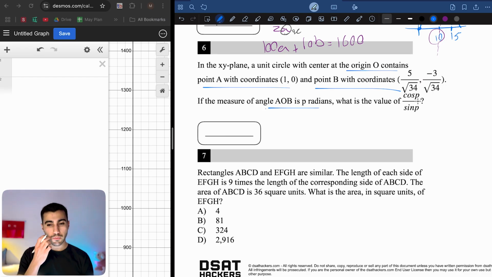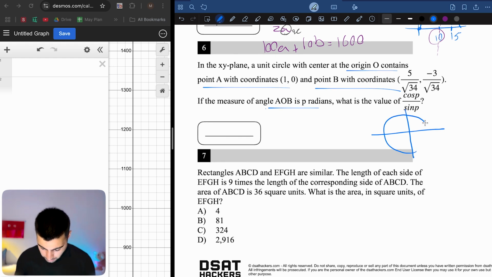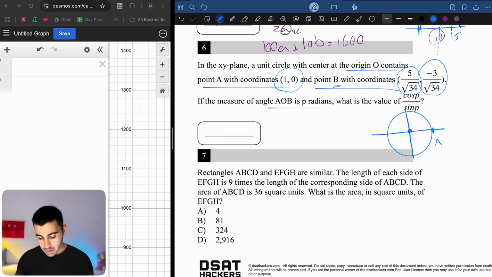Looks very complicated, right? But you just have to know the unit circle. So here, let's say this is the unit circle. Okay, let me just make it better. So the point O is the center, the other point is 1, 0, so it's right here. This is point A, and the point B has coordinates 5 over root 34, negative 3 over root 34. This one is positive, this one is negative. So the x coordinate is positive, the y coordinate is negative. That means the point is somewhere here. Let's just put it here. Let's say this is B.